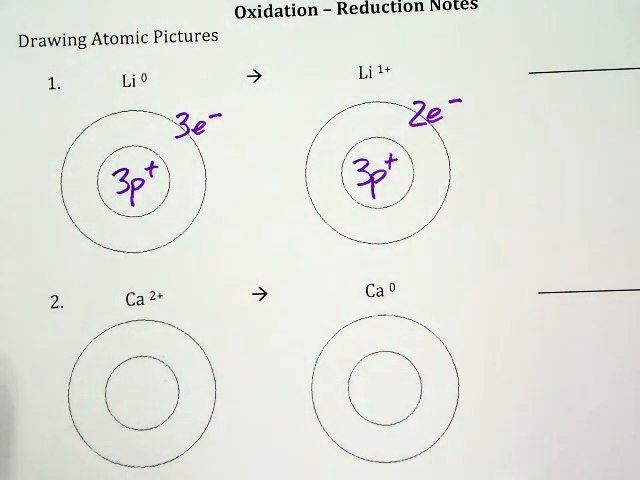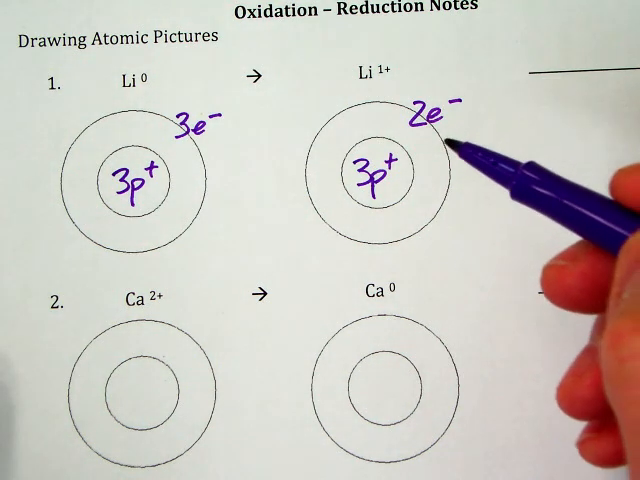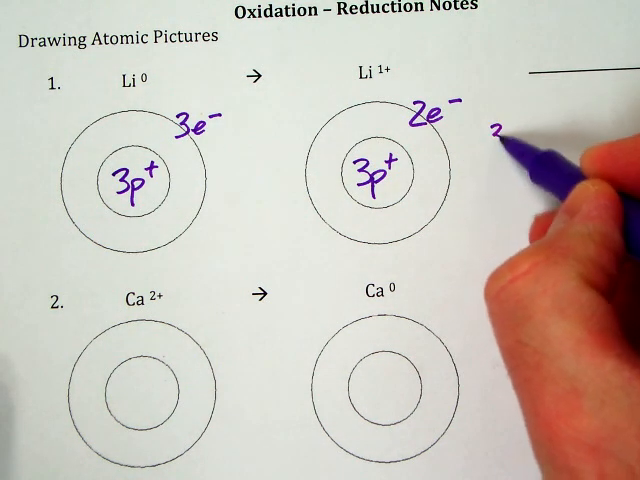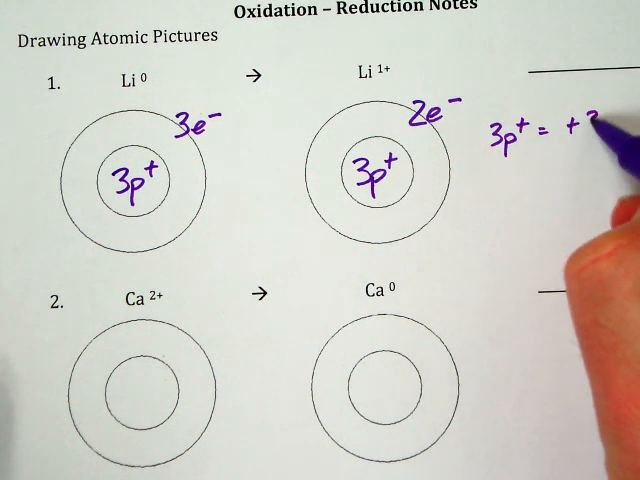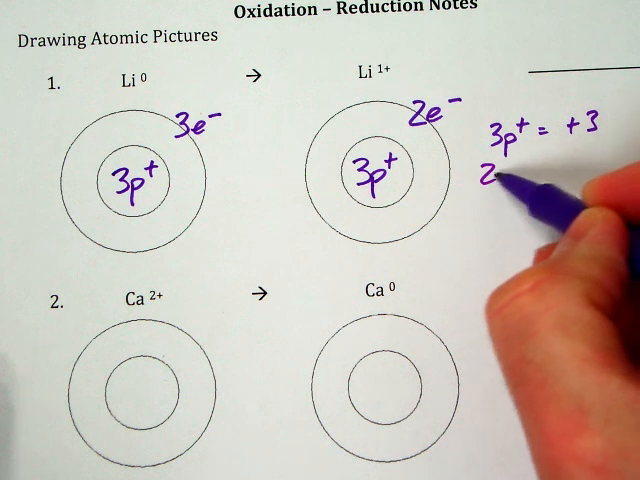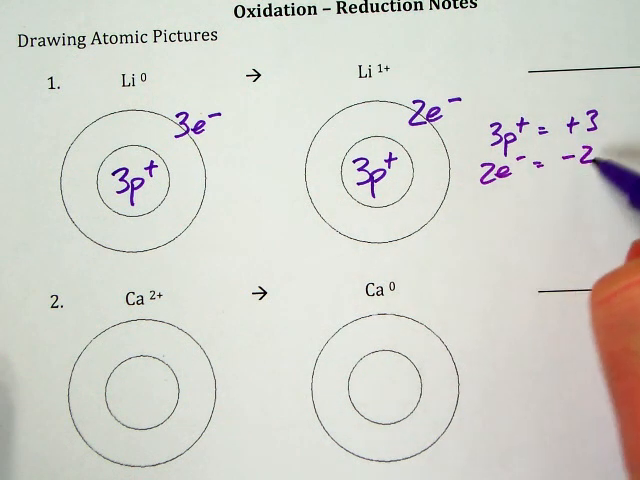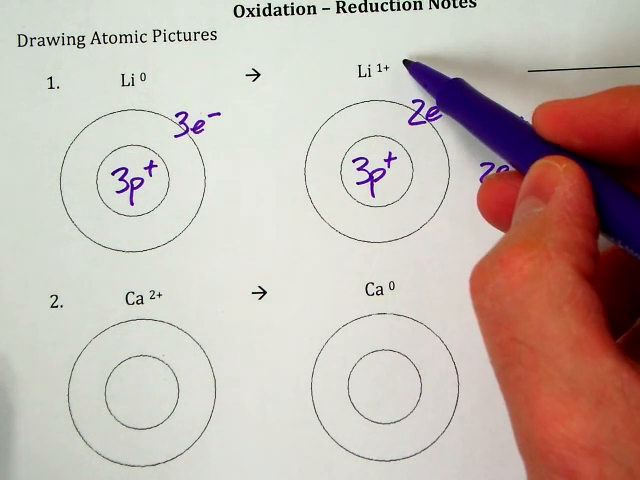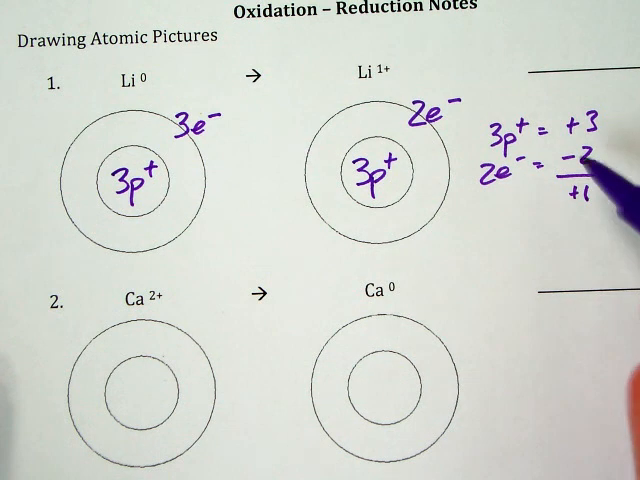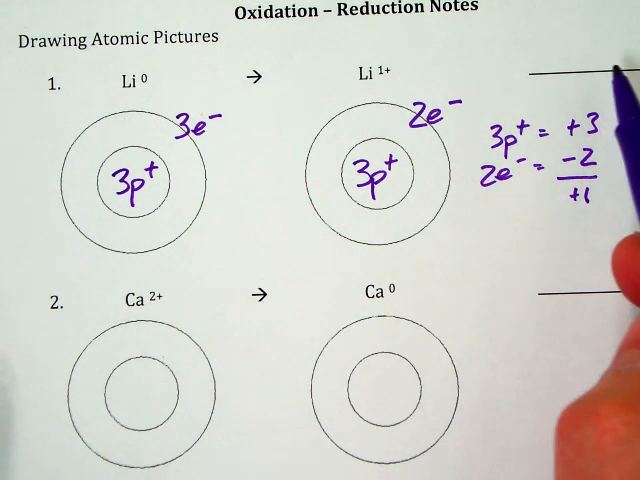A way that you can check that is you can say, well, I have 3 positive parts. I have 3 protons. That's kind of like having positive 3. And I have 2 electrons. That's kind of like having a negative 2. If you add plus 3 and negative 2, you end up with plus 1, and guess what? That's your overall charge. So I have a pretty good sense that I did this correctly. That's always a nice check you can do. Don't worry about what's going to go in this blank. We're going to come back to that later.